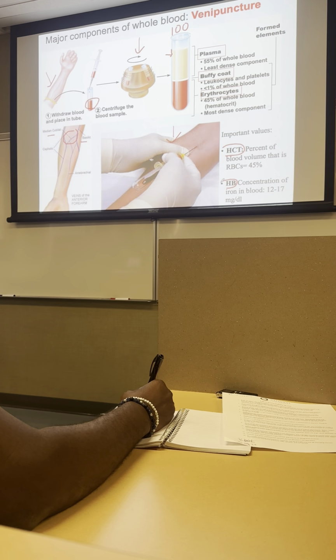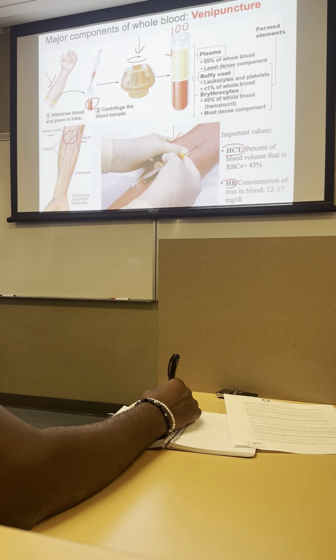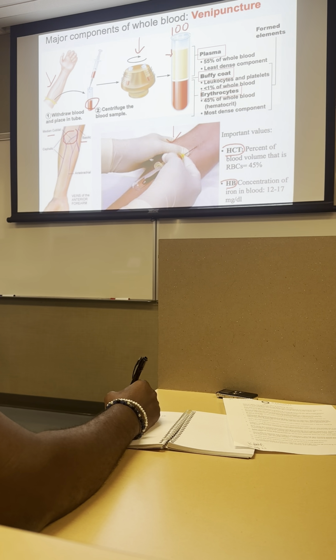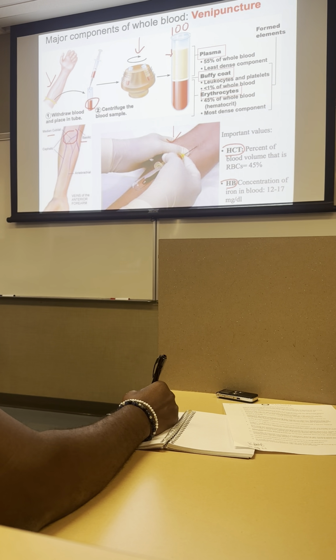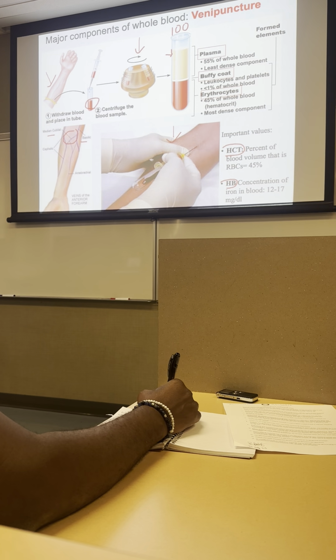Okay. So the other thing to keep in mind here is hemoglobin or HB. What's hemoglobin? It's HB. It's the concentration of iron in the blood. And this number here is 12 to 17 milligrams per deciliter. Okay. So 12 to 17 milligrams per deciliter. Who's it going to be on the lower end? Females. On the higher end, males. Okay. So be aware of that.